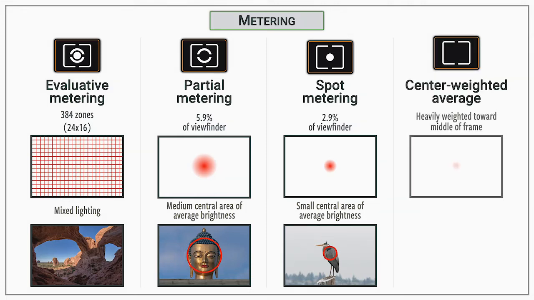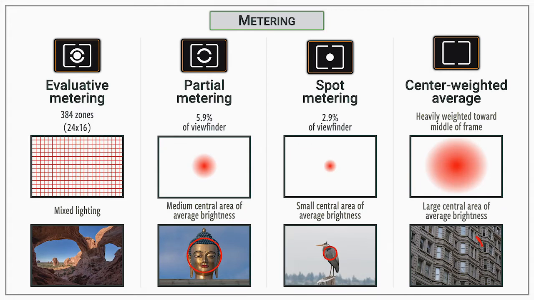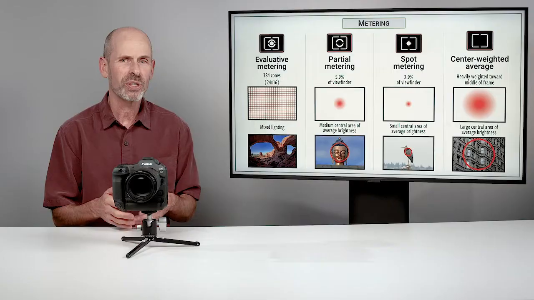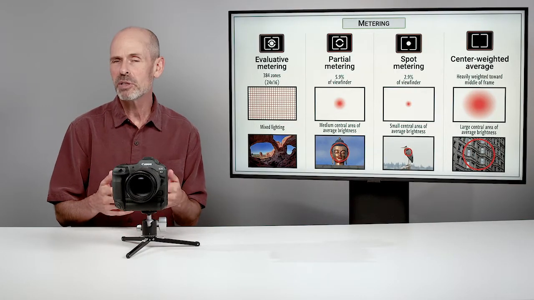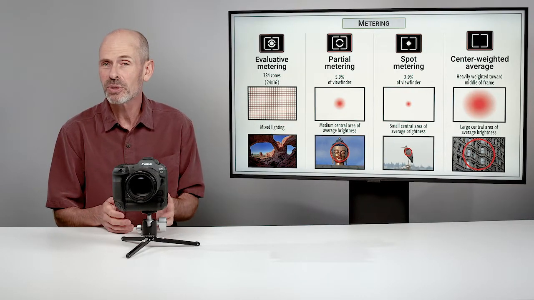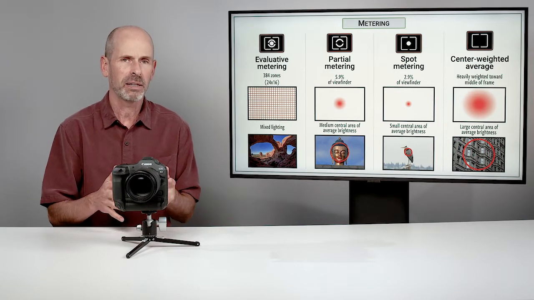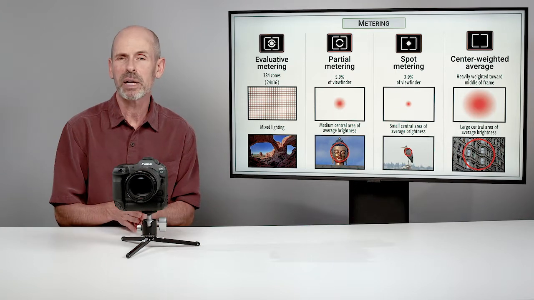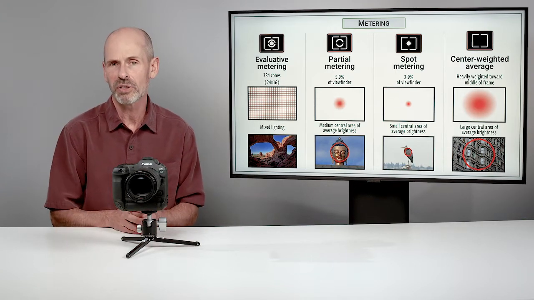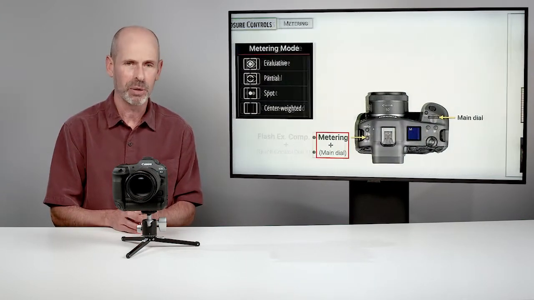It also has a traditional center-weighted average metering. This is what a lot of traditional cameras have. I don't know of really any photographer that uses this on a regular basis, but you might find some cases where you'll like to use it. But generally speaking, the evaluative metering is the most sophisticated metering that is going to give you the best results in the widest range of situations for most people in most shooting.